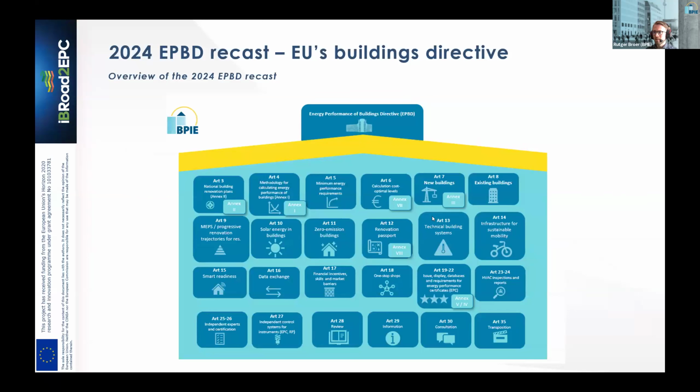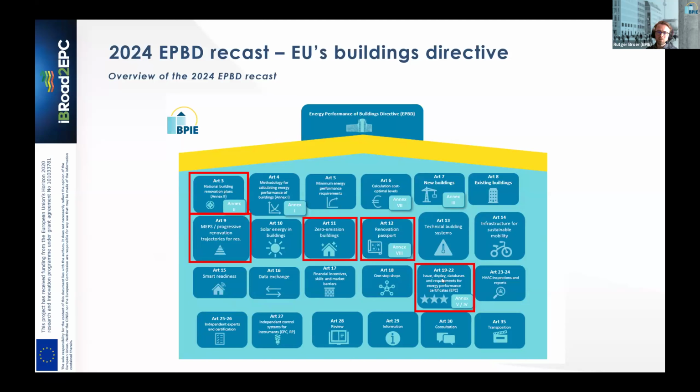What is in the EPBD? You see here an image of different articles that are included in the EPBD, and in this presentation, I'll focus on 5 of them. These are the National Building Renovation Plans, Minimum Energy Performance Standards and Progressive Renovation Trajectories, Zero Emission Buildings, Renovation Passports, and the articles surrounding EPCs.